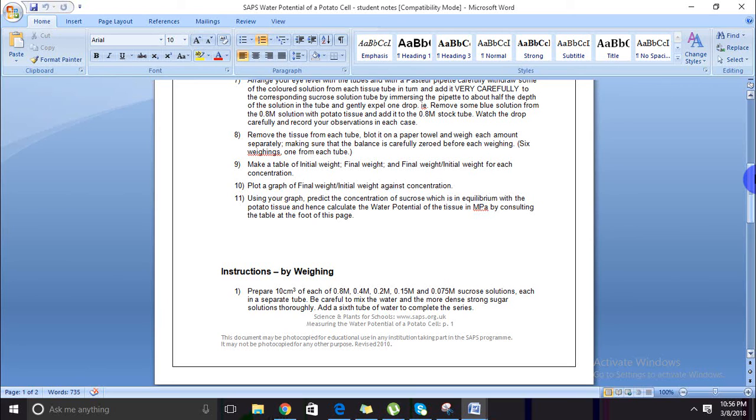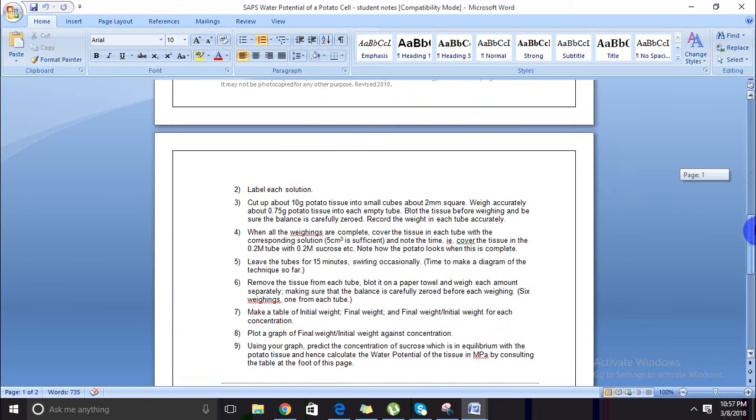Prepare 10 centimeter cube of each of the 0.8, each in a separate tube. Be careful to mix the water. Same instruction, labeling. You have to cut about 10 gram and you have to have about 0.75 in each. Blot the tissue before weighing and be sure the balance is zeroed. Record the weight in each tube accurately with the corresponding solution.